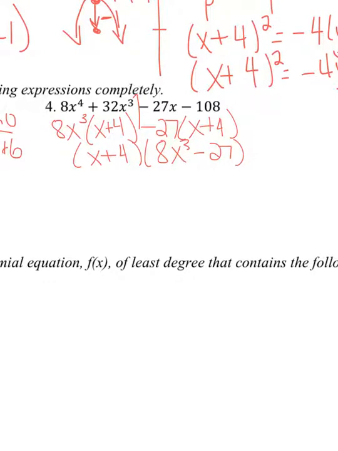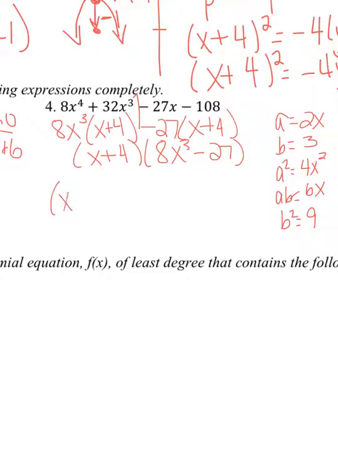So 8x to the third, that's a perfect cube, and 27 is a perfect cube. So I go through and I say a, b, a squared, ab, and b squared. a is the cube root of 8x to the third, so that's going to be 2x. b is the cube root of 27, which is 3. So a squared is 4x squared. a times b is 6x, and then b squared is 9.